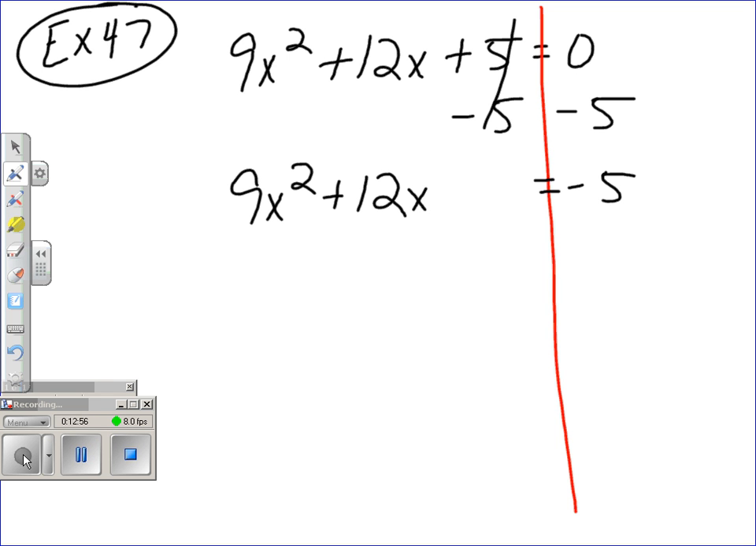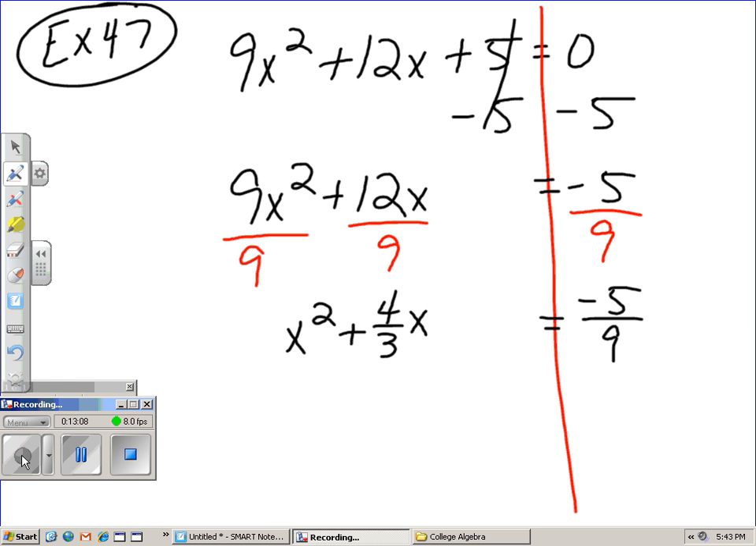Now, I'm not going to make the same mistake I made last time. Remember, this x squared needs to be by itself. We need to get rid of that 9. So I'm going to divide everything by 9, make everything 9 times smaller. And I get x squared, which is what I wanted for this to work, a plain x squared, plus 4 over 3x when you reduce 12 over 9, equals -5 over 9.